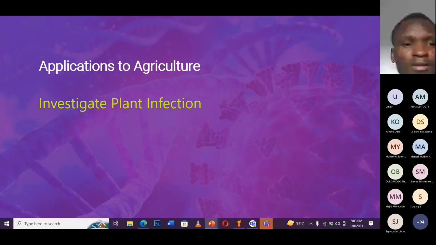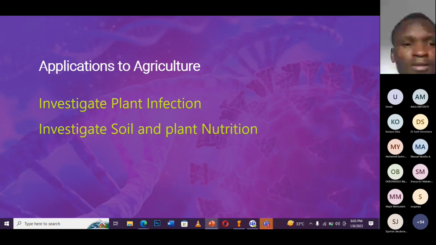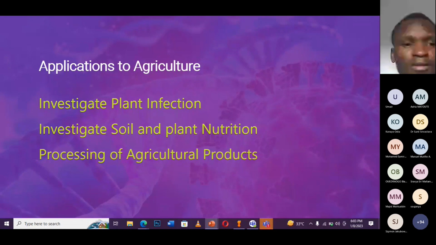So you can investigate plant infection, like I said, and you can investigate soil and plant nutrition. In fact, you can use metagenomics to understand what categories of nutrition are found in the soil. Then there is processing of agricultural products, because of food spoilage and quite a number of things, food infections, poisoning. I know you understand what I'm trying to say.